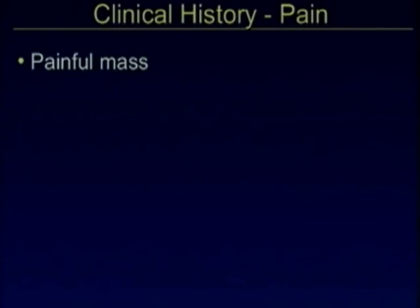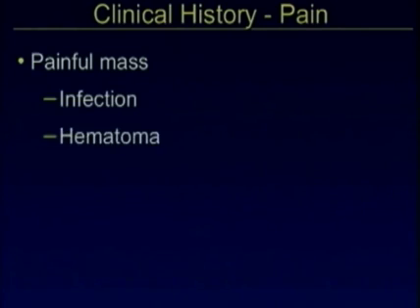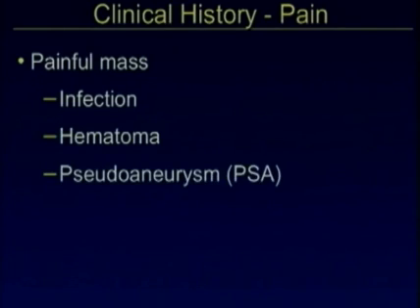So first we're going to start with a patient that comes in with a clinical history of pain. For the painful mass, generally we're thinking about infection. It could just be a hematoma, it doesn't have to be infected, or a pseudoaneurysm. Sometimes they can be painful, sometimes they're not.